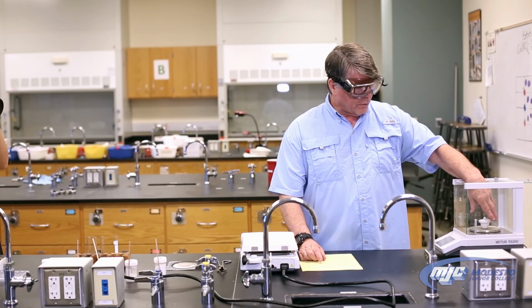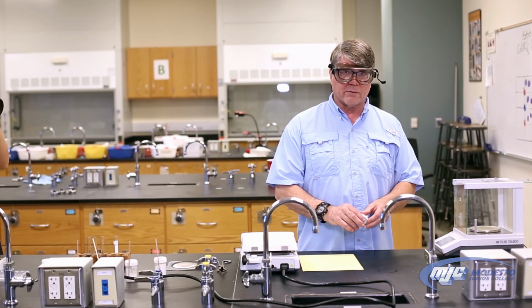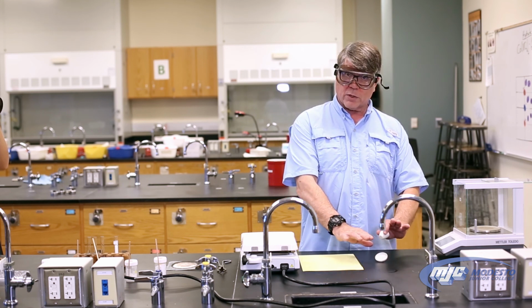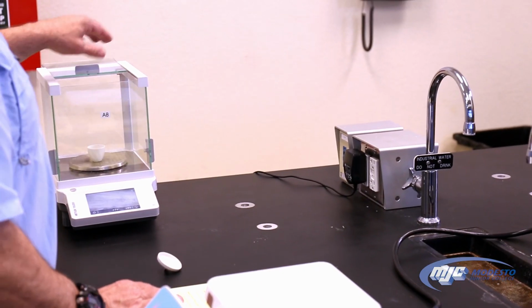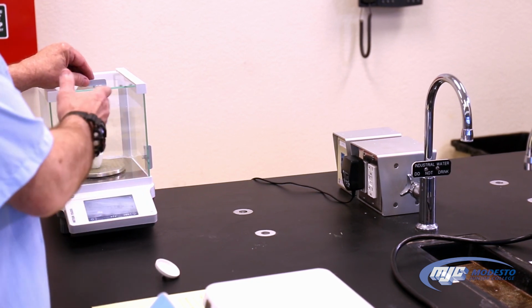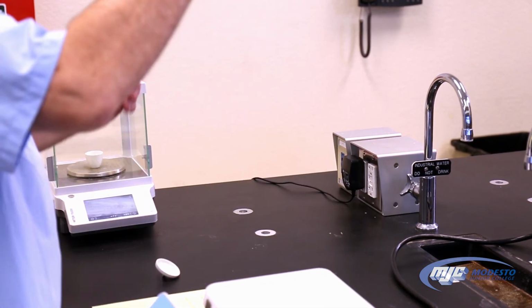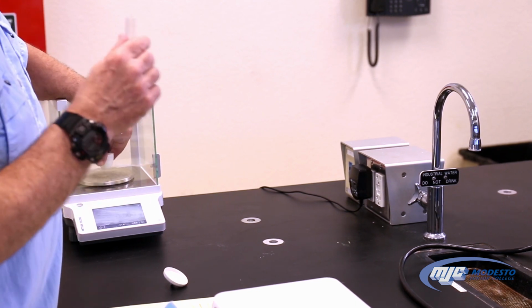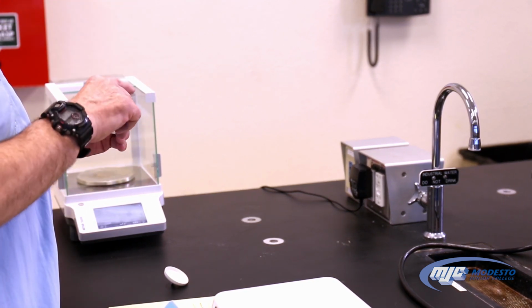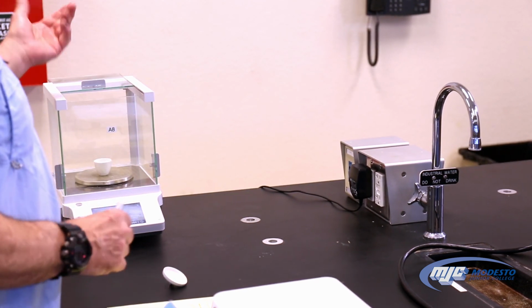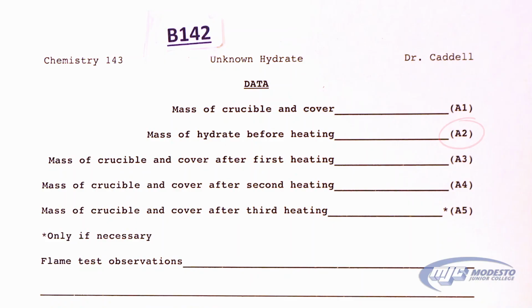Now we're going to take our unknown and weigh out about 4 grams. Doesn't have to be exact. Now we're going to weigh that into the empty crucible. Now we already know how much the crucible and the cover weigh, so we're going to put the empty crucible on there. Tare the balance. Okay, so now it says 0 with the crucible on there. I'm going to take the crucible out because we never pour anything directly on the balance, and keep going back and forth until I get about 4 grams. Right there. So write that number down. That's the mass of hydrate before heating. That's my A2.